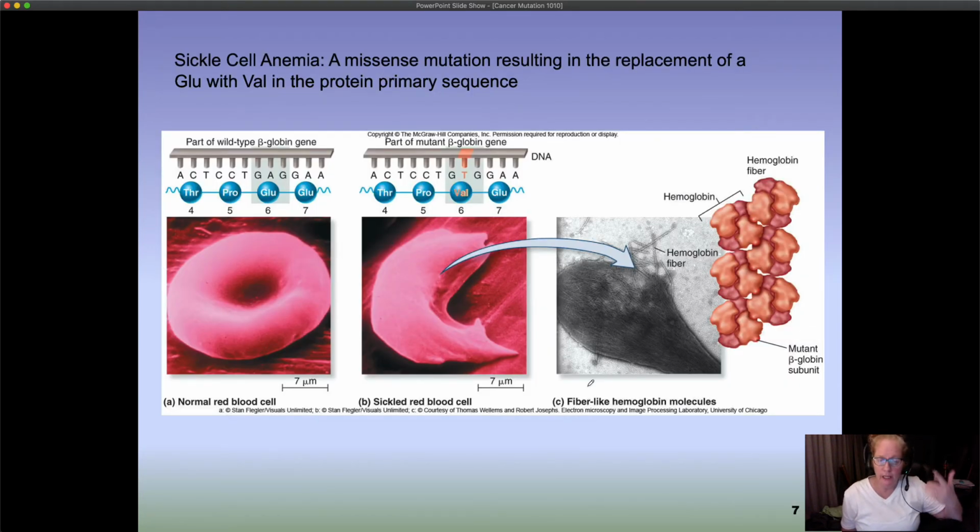Sickle cell anemia, like I mentioned earlier, is a missense mutation where we have a single base substitution. An A in the second position of the codon got replaced with a T. This causes what should be glutamine to be replaced with valine in the sixth position. In turn, this results in a blood cell where the hemoglobin is not folded properly and the cell itself becomes sickle-shaped instead of discus-shaped.